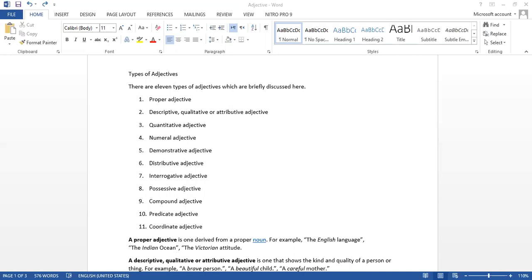And numeral adjective, we use the numbers. For example, there are 3 types of numeral adjective: ordinal, 1, 2, 3. Sorry, first, second, third, and multiple numbers, single, double, triple, and like this, sir.